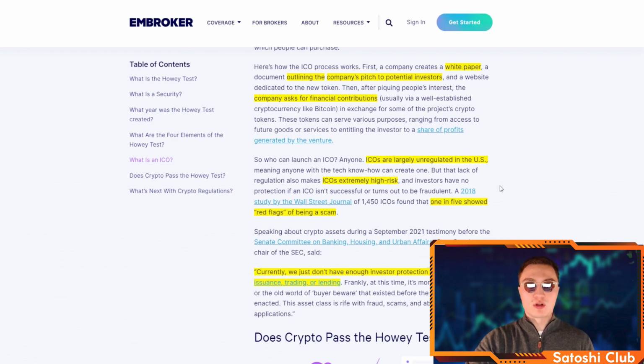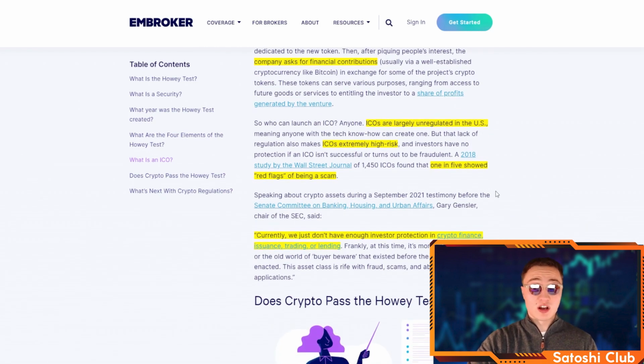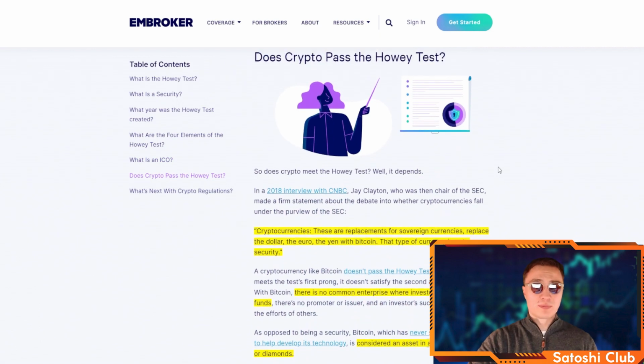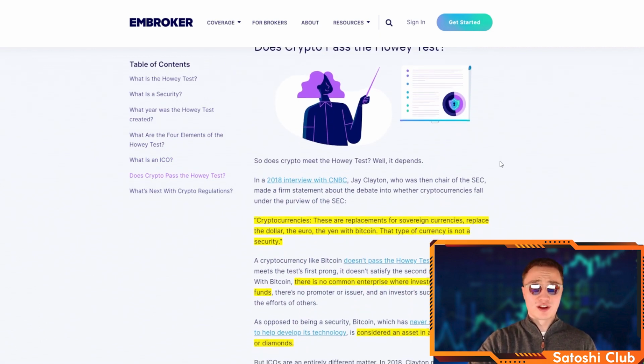But in general, ICOs are usually considered securities because it is the pooling of funds to raise money by a common enterprise to grow into the future. So currently, there's not enough investor protection in crypto finance, issuance, trading, or lending, which is what the officials say. So ICOs can be considered securities, which is why Ripple is still having this lawsuit with the SEC. And in general, crypto passing the Howey Test is still very much a gray area.